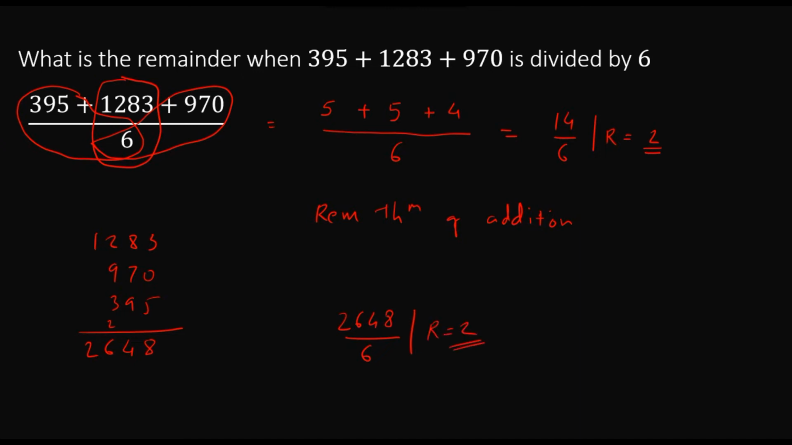So what we are doing here is we are reducing the efforts of addition of all the numerators and directly jumping to the solution by finding remainders in each term. So the first term has a remainder of 5, second term has a remainder of 5, third term also has a remainder of 4. Then you add them and divide by 6 finally.